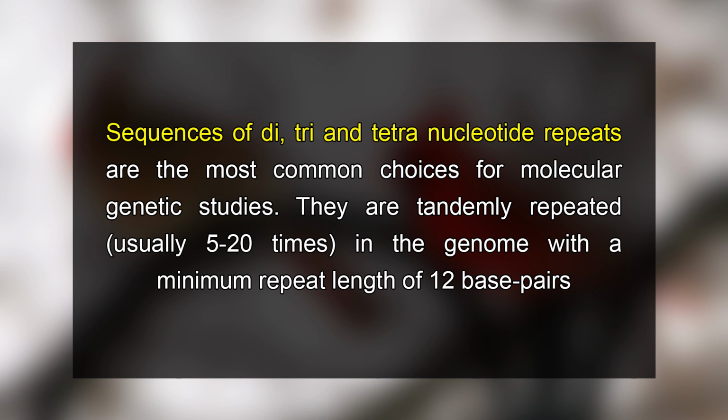Microsatellites range from 1 to 6 nucleotides in length and are classified as mono, di, tri, tetra, penta, and hexanucleotide repeats. The sequences of di, tri, and tetranucleotide repeats are the most common choices for molecular genetic studies. They are tandemly repeated, usually 5 to 20 times in the genome, with a minimum repeat length of 12 base pairs. The number of repeats is variable in a population of DNA and within the alleles of an individual.